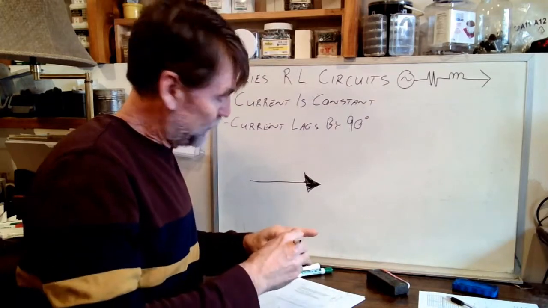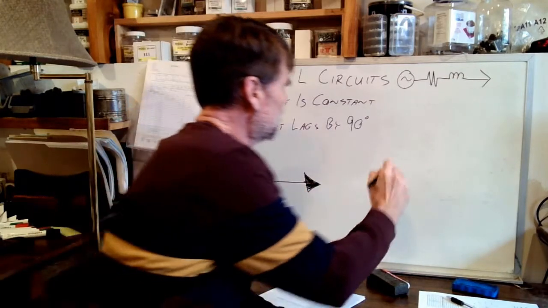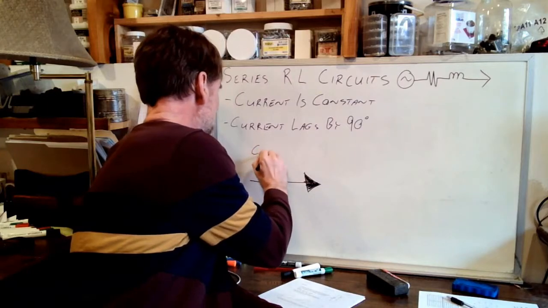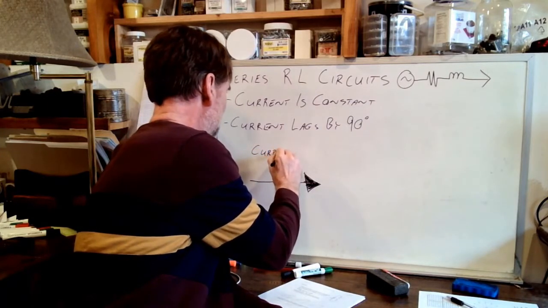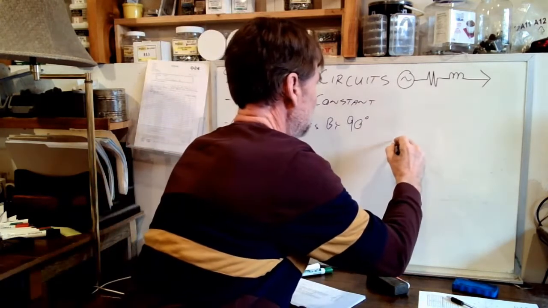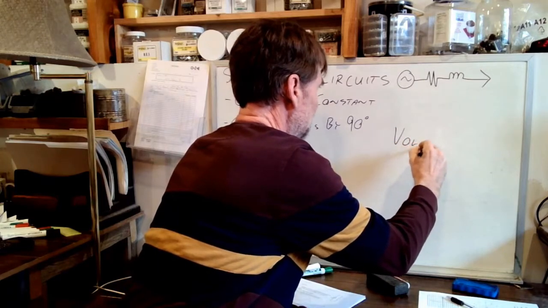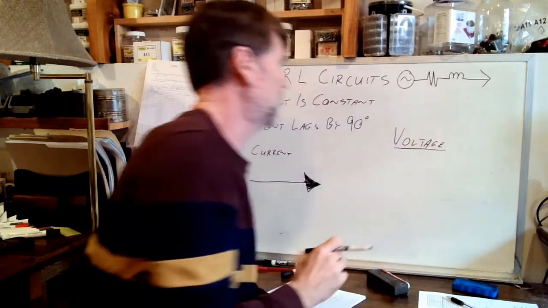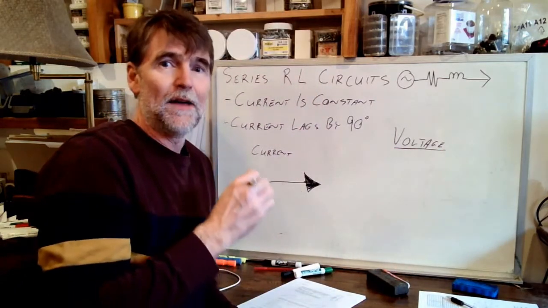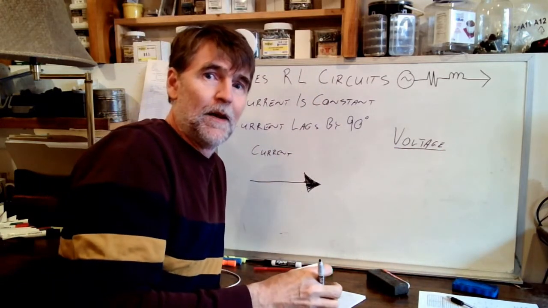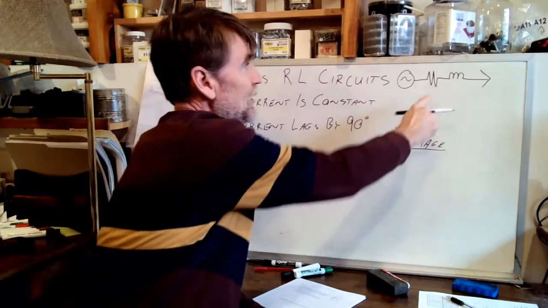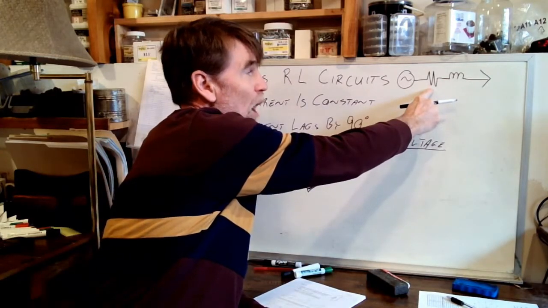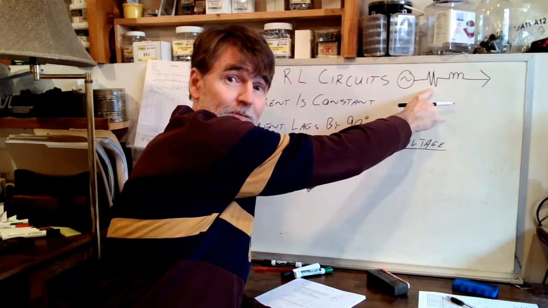Okay, so first of all, this is our current, right? That's a current vector. Okay, let's do a comparison and figure out what's going on with the voltage. Okay, so the first thing we're going to do is let's draw a voltage vector that represents the voltage that's being dropped across the resistor.